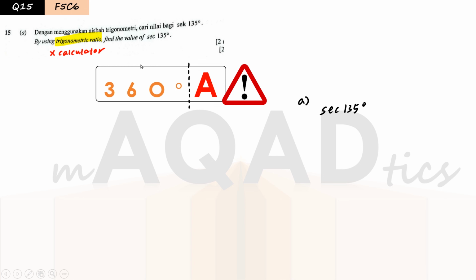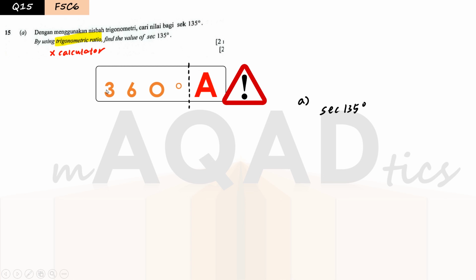Okay? So you can treat this 360 degrees as 4 things here. So 3, 6, 0, and degree. And each of these things here has its own criteria. So meaning we need to make sure the value here satisfies these 4 criteria before we go to the second part, which is A. Alright, so let's go through the criteria one by one.